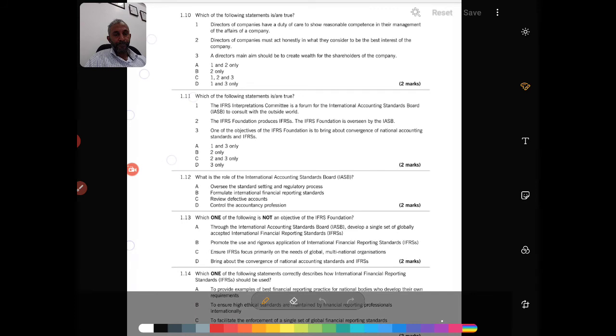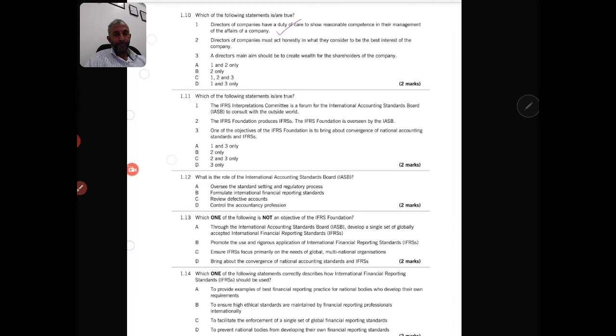Which of the following statements are true? Directors of companies have a duty of care to show reasonable competence in their management of the affairs of a company. Yes, the directors should have that reasonable duty. Obviously, they must have the duty of care in order to manage the business. So it is a reasonable competence, and that's a correct answer. So answer number one is correct.